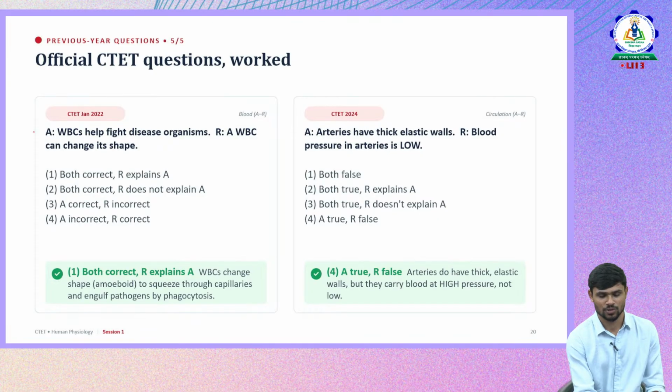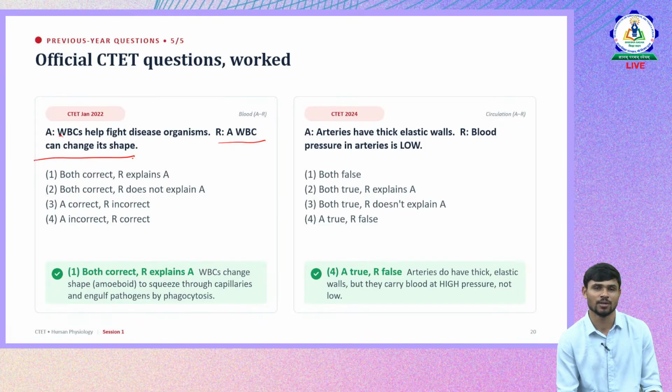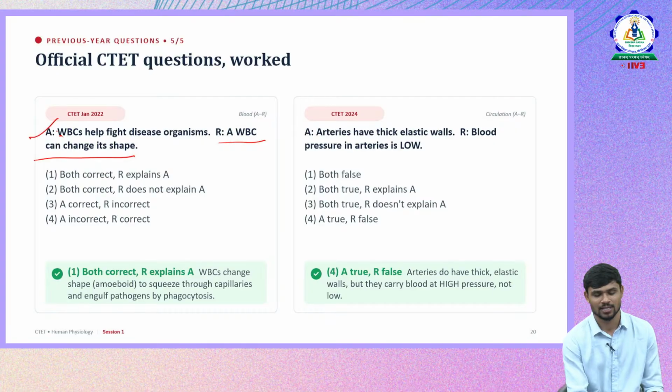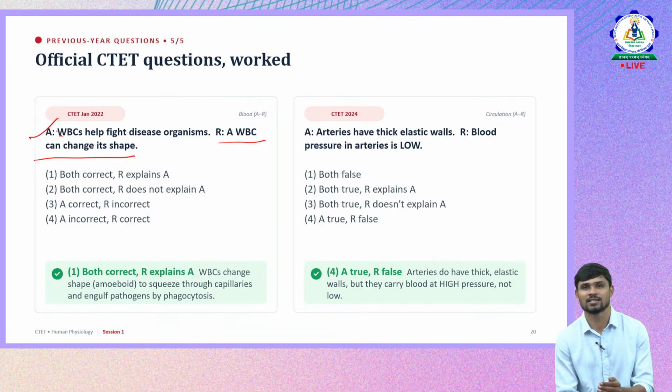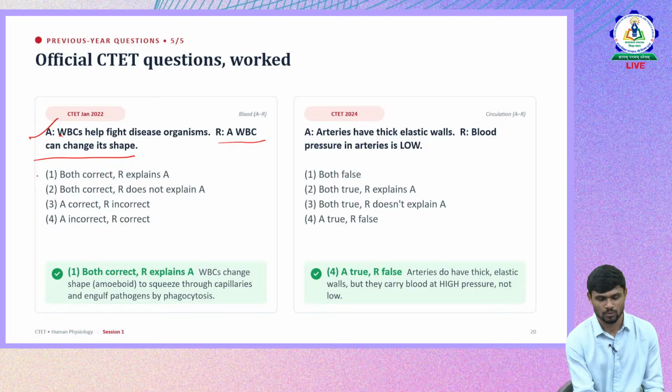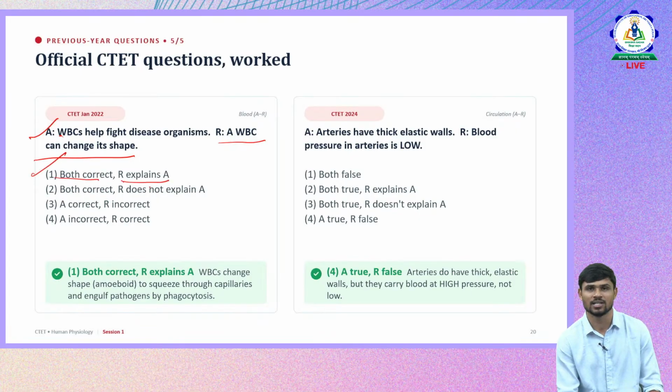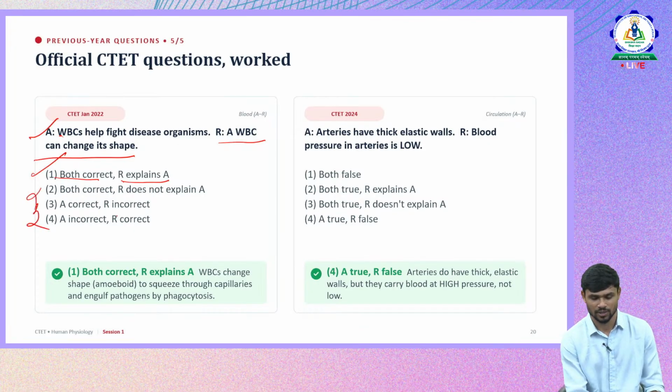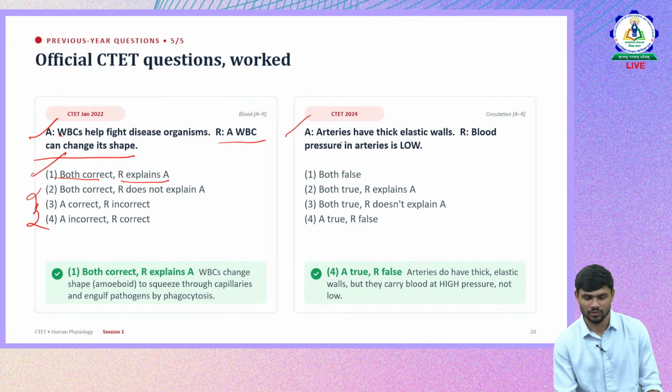Then next question: WBC helps fight diseases, WBC can change its shape. The question is an assertion reasoning question. The assertion is WBC helps fight diseases in organisms, and the reason is WBC can change its shape. Yes, both are true, because WBC engulfs and does phagocytosis. So both are correct, and the reason explains the assertion. Others are wrong.